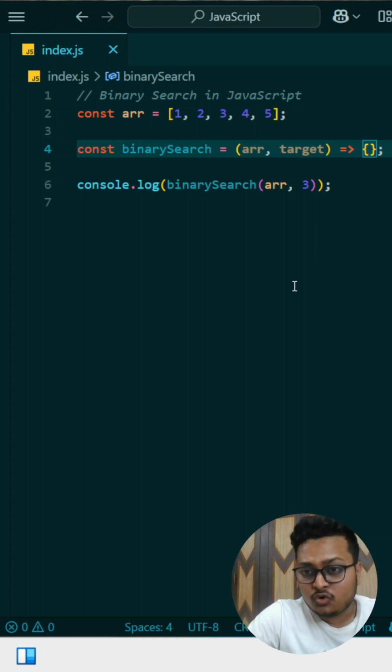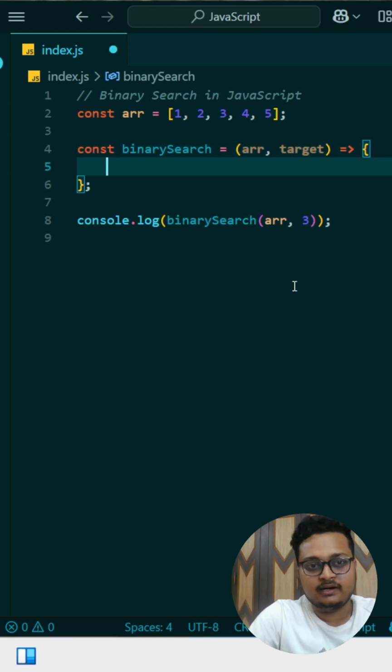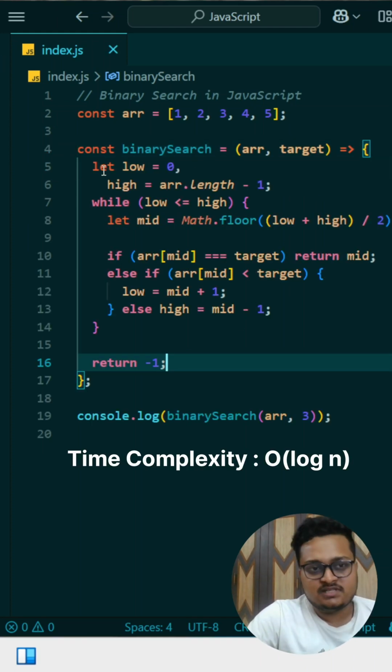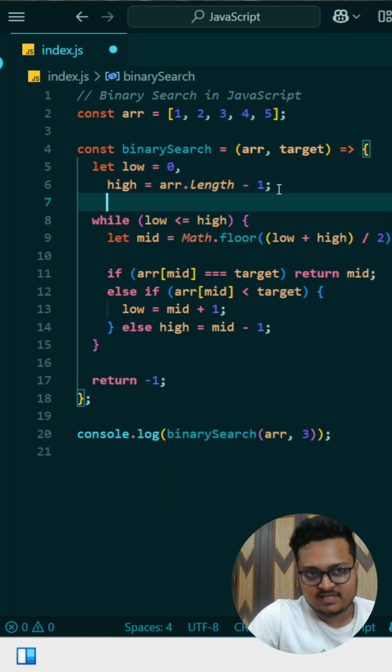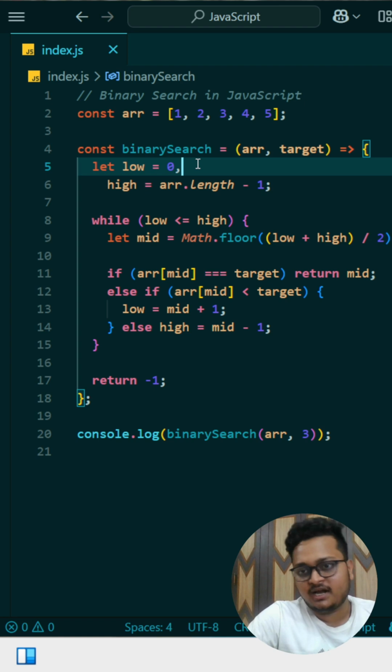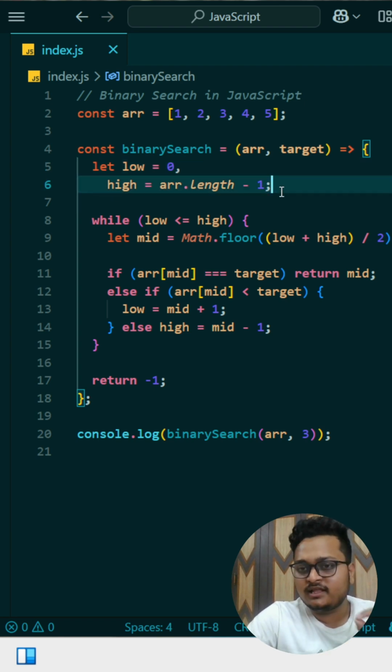So if your interviewer gives you a question to write the binary search, how can you write it? Let me write it, then explain it to you. First, I have written two variables, low and high. In low, I am storing 0 because it will start from the starting position, and in high, I am storing array.length minus 1 because I will start from the rightmost part, okay?